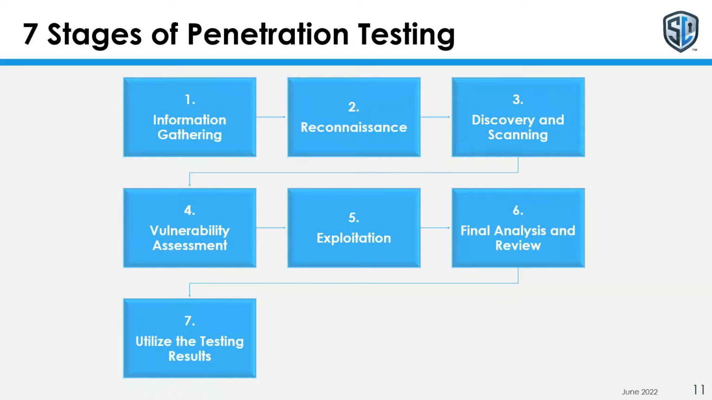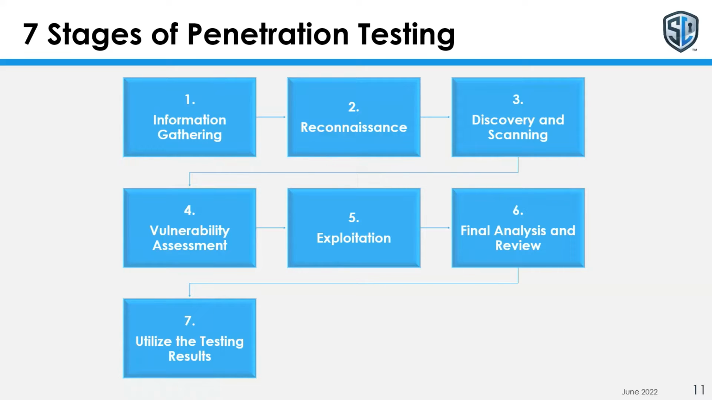So first, they're going to gather intel, the same way a hacker would. They want to learn as much as possible, and how much you start with depends on the type of pen test, and we'll talk about that in a little bit. Second is reconnaissance. So yes, we know who, and now we're trying to learn all the details of who, right? So IP addresses, domains.